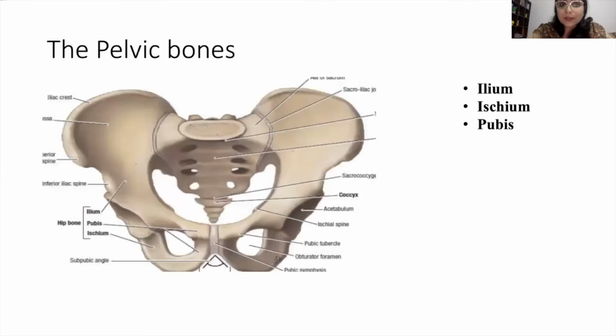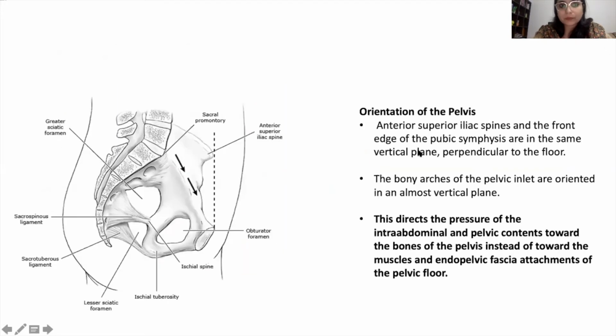We know the pelvis consists of three bones: the ilium, the ischium, and the pubic bone. Very basic. These three bones are united, and the bones on both sides, along with the sacral bone, unite to form the articulated pelvis. It is also important to understand the orientation of this articulated pelvis in a female.